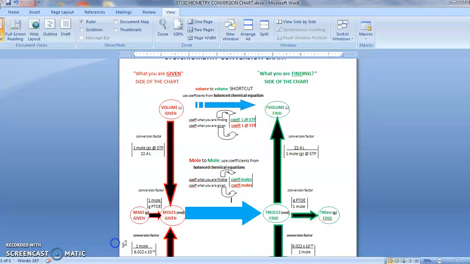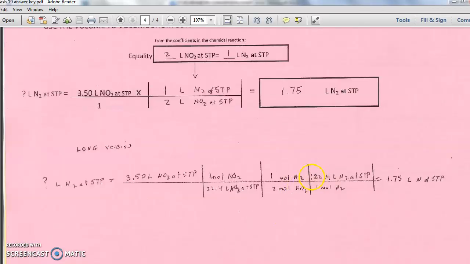Let's look back. We're at moles of nitrogen and we're going to volume. We need the 22.4 on top. There it is, 22.4 on top. What happens? We have a 22.4 on the bottom here and a 22.4 on the top there. They cancel out. The only numbers we're left with are the 1 over the 2. So you can see now why this shortcut works.